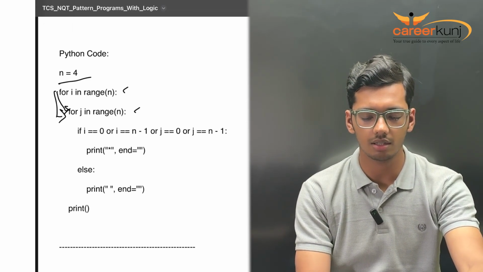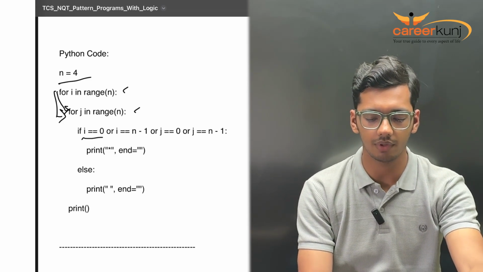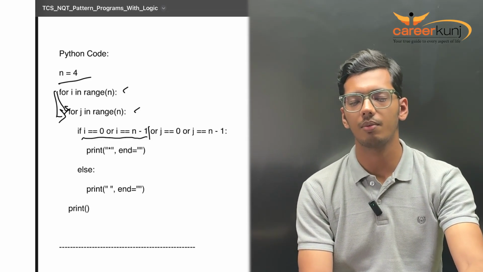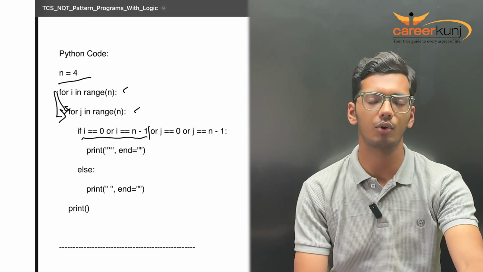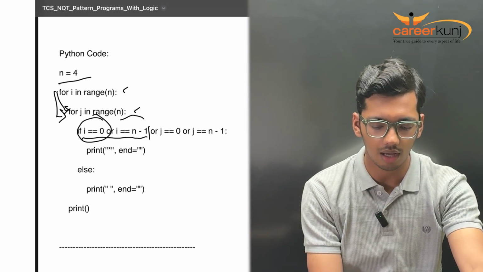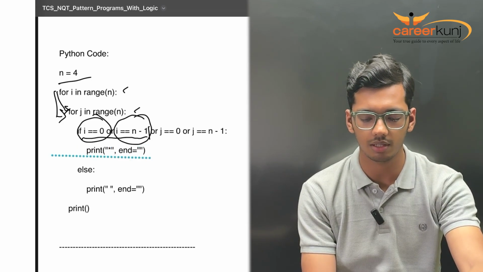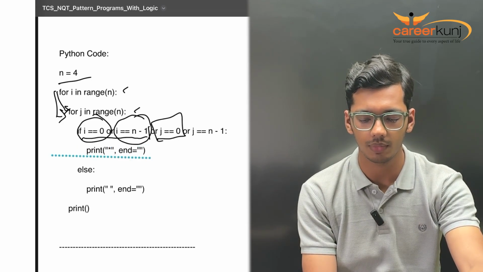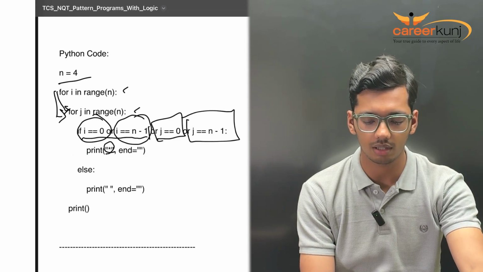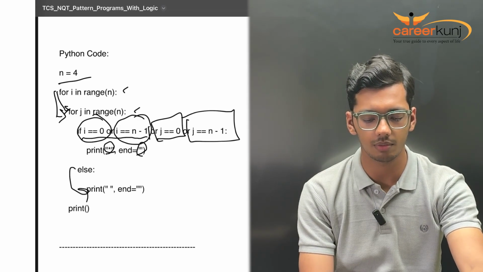Now if i is equal to 0 or i equal to n minus 1, that is nothing but the first row or last row. I will be using i for rows and j for columns. And what condition am I giving for j? j represents the column, so if it is my first column or the last column, then I will print star, otherwise it will end with spaces. All right, this is my else condition, which will print the spaces.